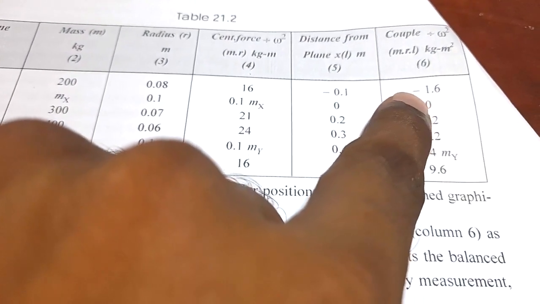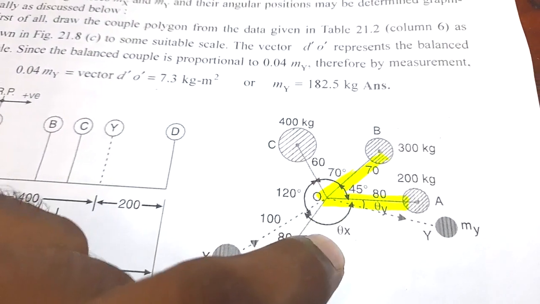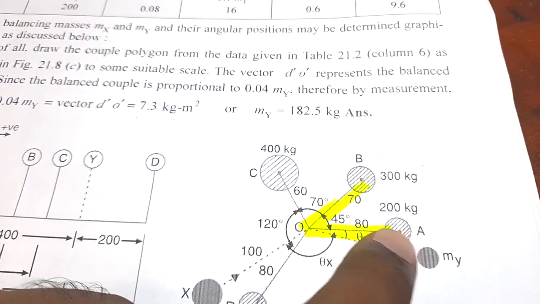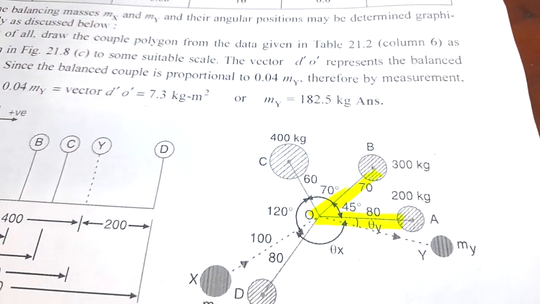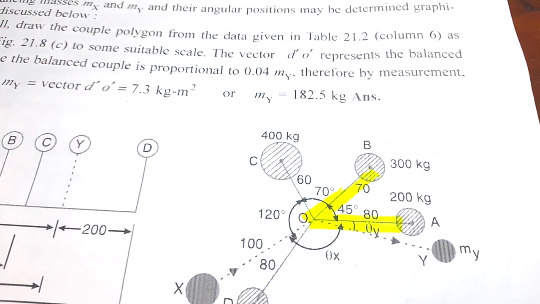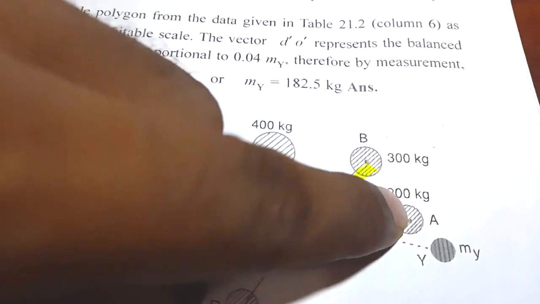The first couple will be minus 1.6. Here there is a scenario related to the direction, so I will tell you that. Just consider this angular position diagram. This is the mass and this is the crank radius. Here we are going to consider the centrifugal force. Centrifugal force is the force that acts away from the center, not towards the center. That means the direction of the centrifugal force is away from the center.